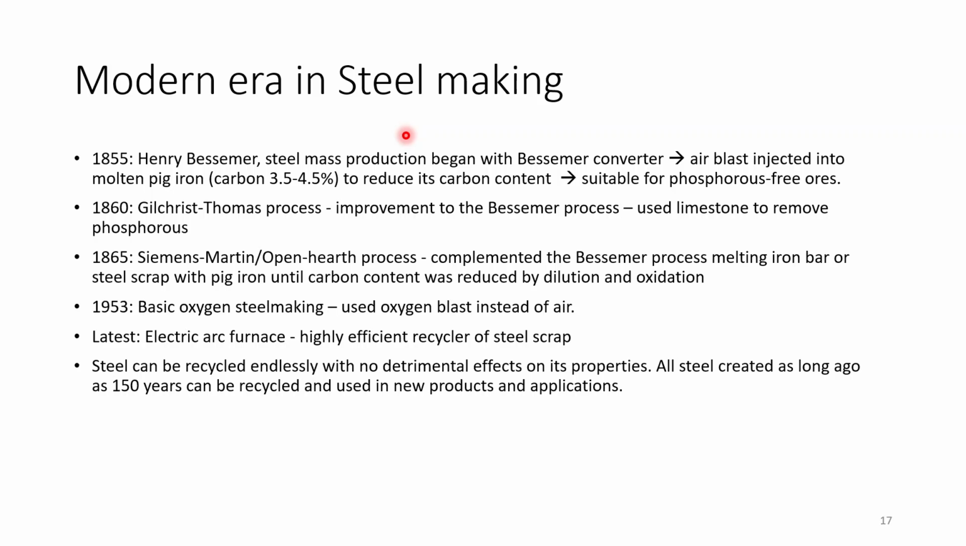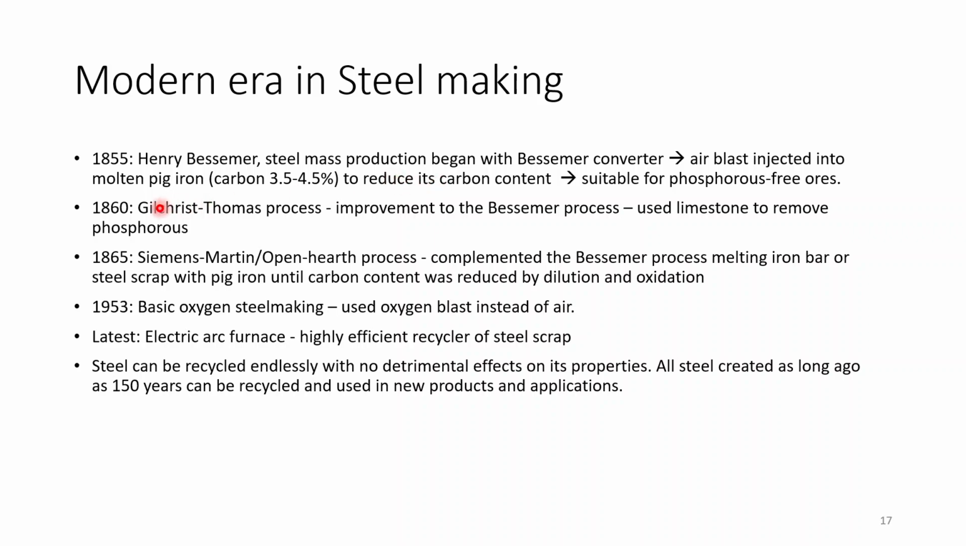In this case air blast was injected into molten pig iron, which contained a lot of carbon, from 3.5 to 4.5%. For making steel, the carbon percent must be below 2.1%. To reduce its carbon content, this air was blasted, and it was suitable for phosphorus-free ores. If the ore had a very high amount of phosphorus, then this phosphorus will remain in the steel as well.